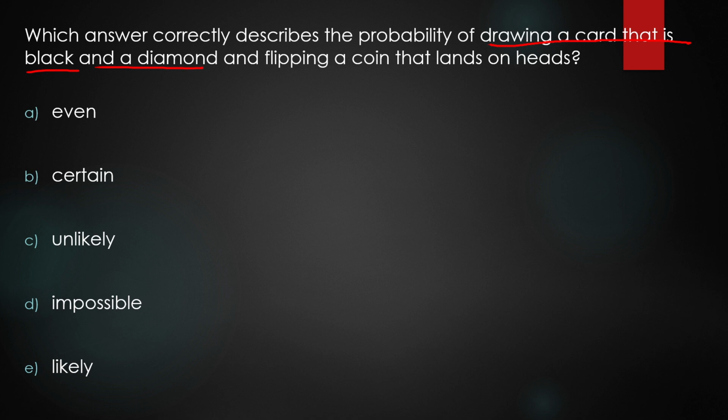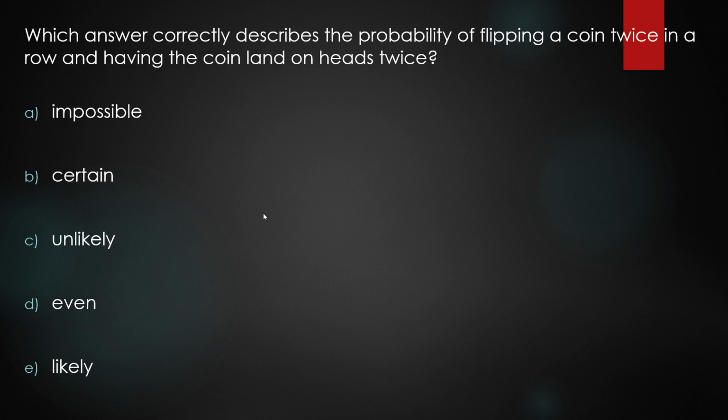So for that alone, it's automatically going to be impossible because I could never do that unless I make my own deck of cards and do it that way. So the flipping a coin that lands on heads, that actually doesn't matter here because that first part is impossible. Regardless of whether or not I flip my coin and it lands on heads, that doesn't matter because I'm never going to be able to pull a black card that is also a diamond.